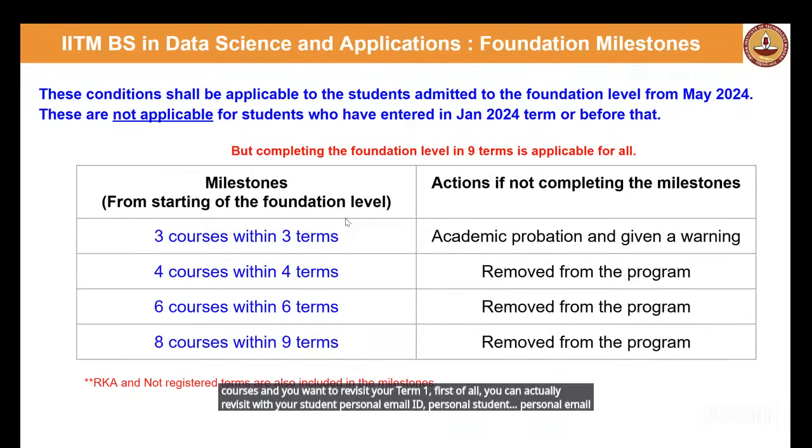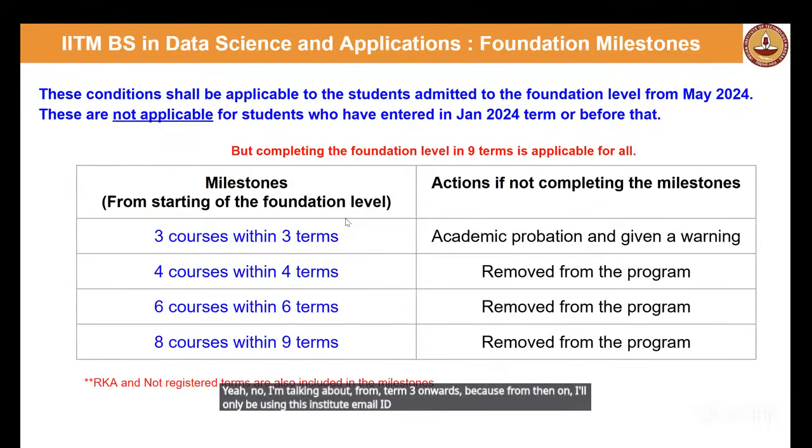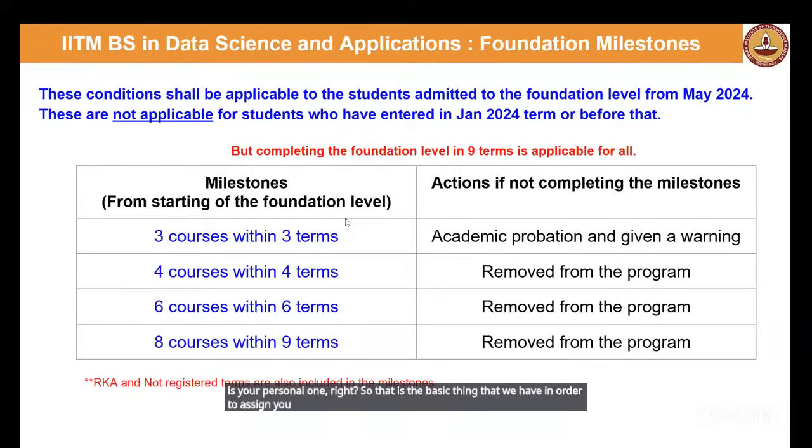I'm talking about term 3 onwards, because from then on I'll only be using this institute email ID, right? That's what I'm saying. Your personal email ID is your own, and it is the basic thing we have in order to assign you a student email ID itself. So access will always be given to you. Okay, fine. Thank you, ma'am.